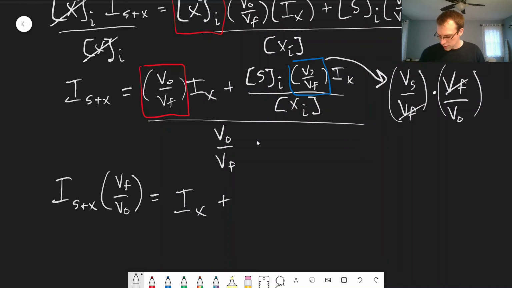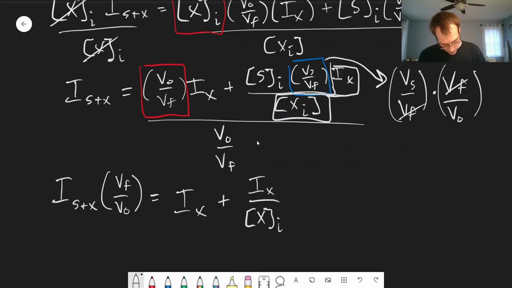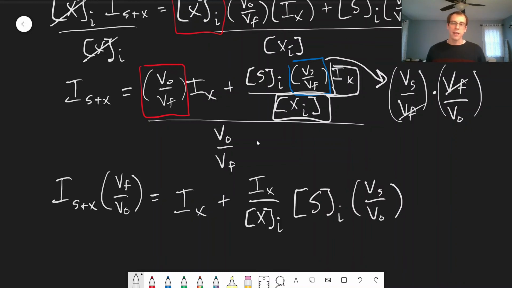Then I'm going to write this in a slightly different form, but we'll have Ix over xi. Let me be consistent: the I goes on the outside. So I've combined these parts and written those fractions together times Si, and these volume terms cancel out to just Vs over v naught. This is the final form of the equation that we want.